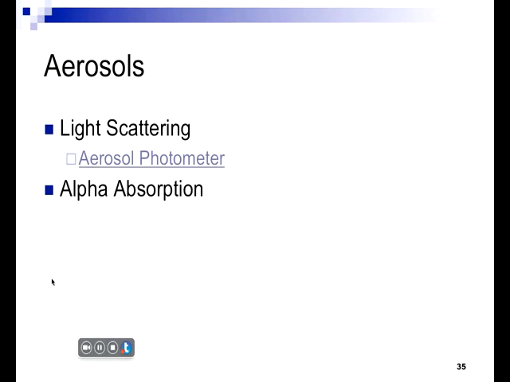And the last part that I wanted to talk about is on aerosol sampling and how that will work with a direct reading, but I think I'll put that off until Thursday and pick that up at this point.